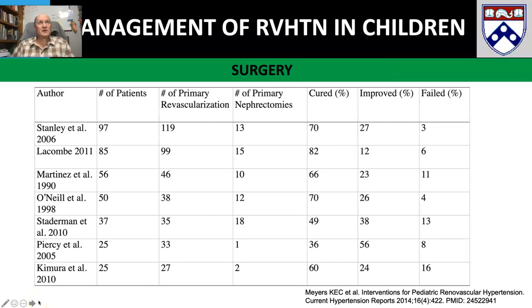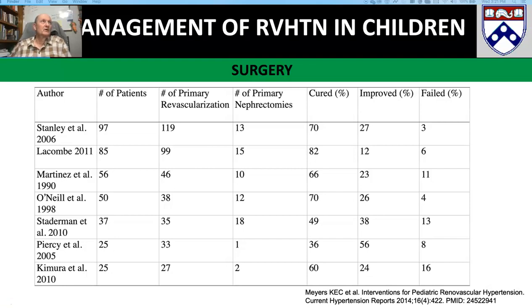So surgery has a real place in the management of renovascular hypertension in children. This is a slide just to show some of the data related to that. And as you can see, primary revascularization and primary nephrectomies are pretty good at both curing and improving the hypertension. They're not absolute, however, we do work together closely with our surgeons.